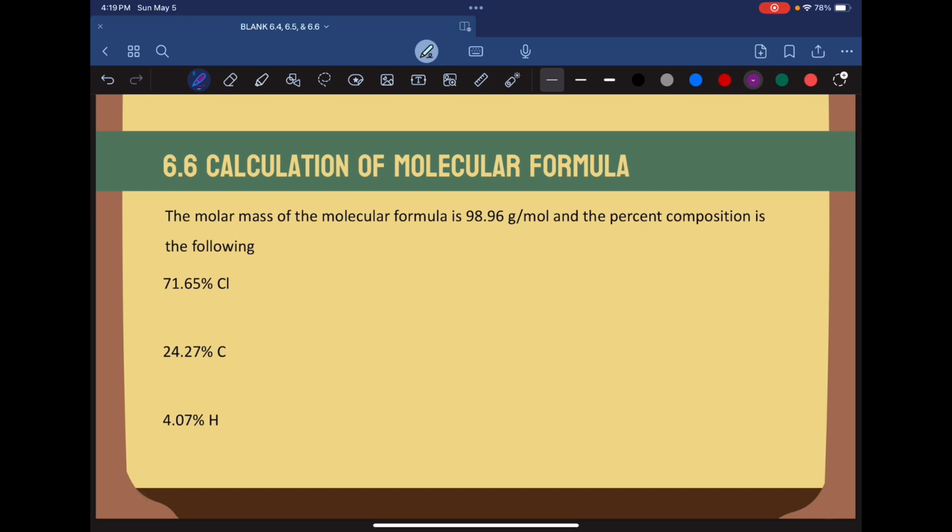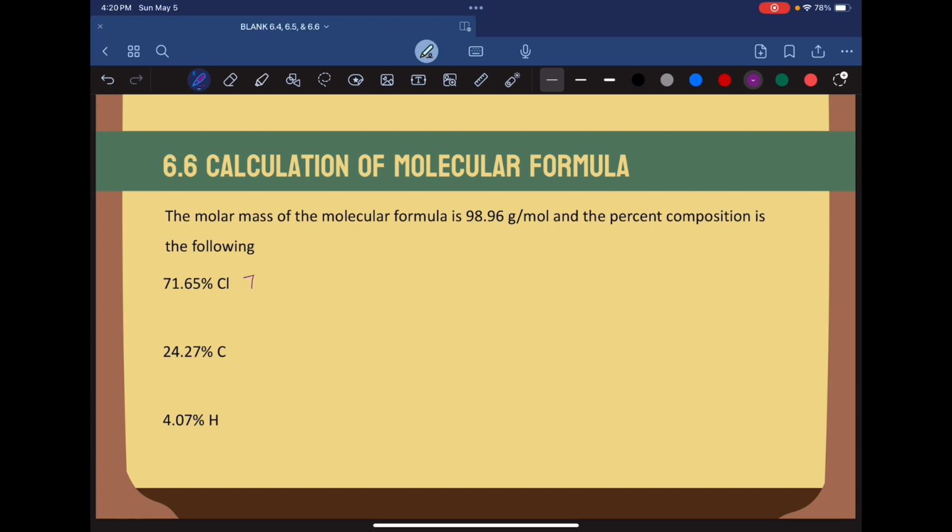Here's a problem. The molar mass of the molecular formula is 98.96 grams per mole. And the percent composition is the following: 71.65% chlorine, 24.27% carbon, and 4.0% hydrogen. If I'm given percentages, I need to calculate the empirical formula first, because without the empirical formula, we won't be able to get the molar mass. Since they're in percentages, remember, we're just going to assume it's out of a 100-gram sample, and the first step is to convert to moles.